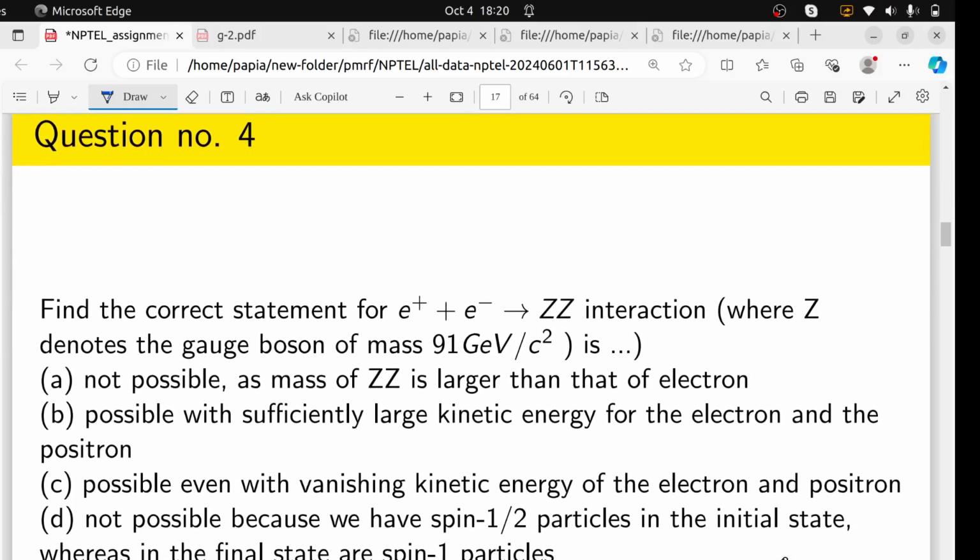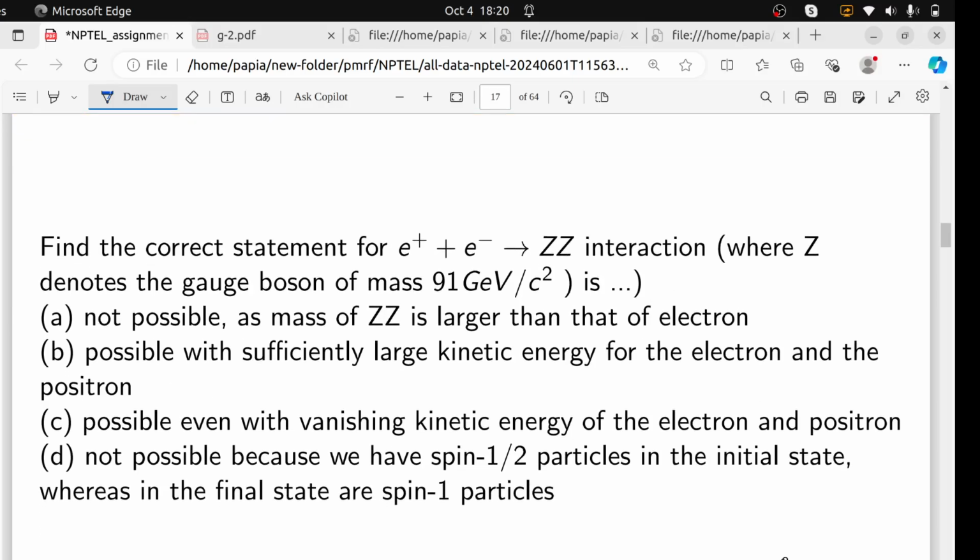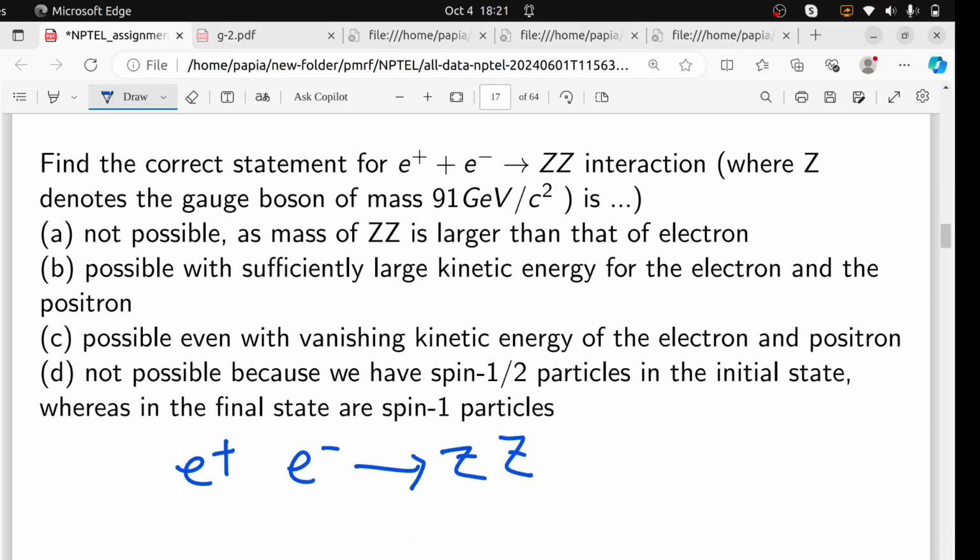Yes, question number 4. Find the correct statement for the e plus e minus going to ZZ interaction, where Z denotes the gauge boson of mass 91 GeV per c square. Okay, there are 4 options. We will go one by one. What is the correct statement? What is the interaction? The interaction is e plus e minus going to Z. And the mass of Z is 91.